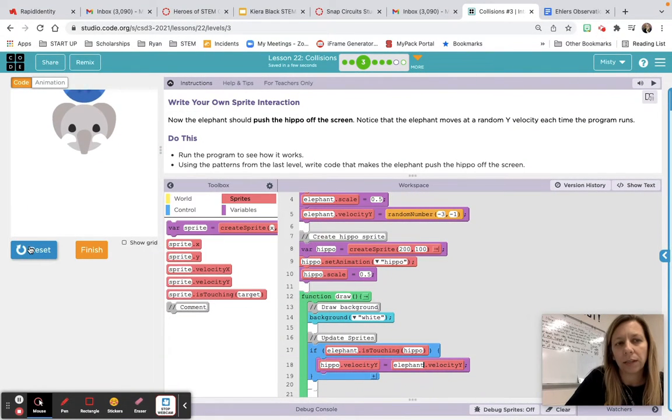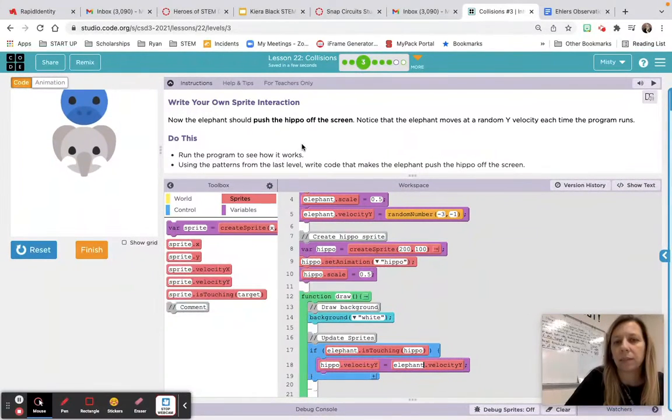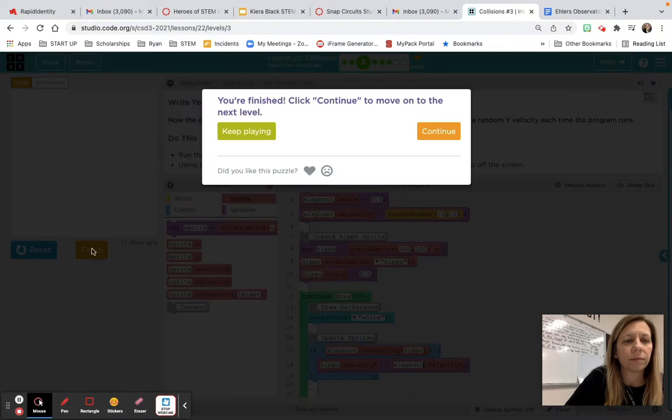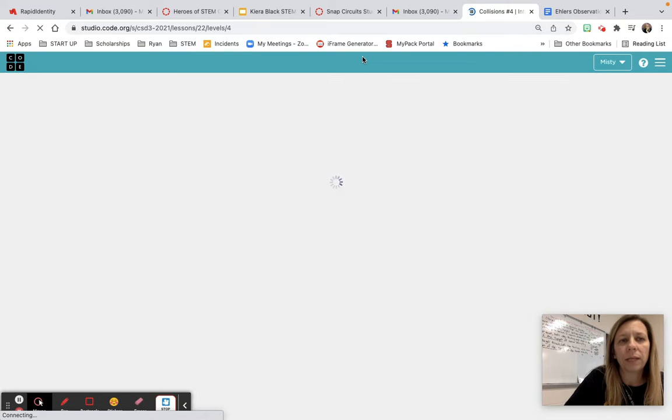There you go. Now they're moving at the same speed, even though the elephant right now is moving really slow. The hippo's moving at the same speed. Very good. Let's continue. And there are other ways to go about playing around with that as well.